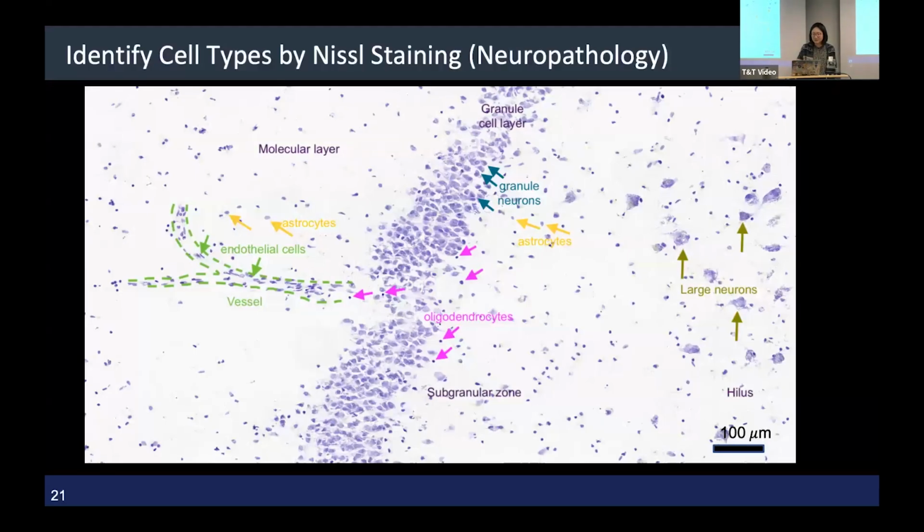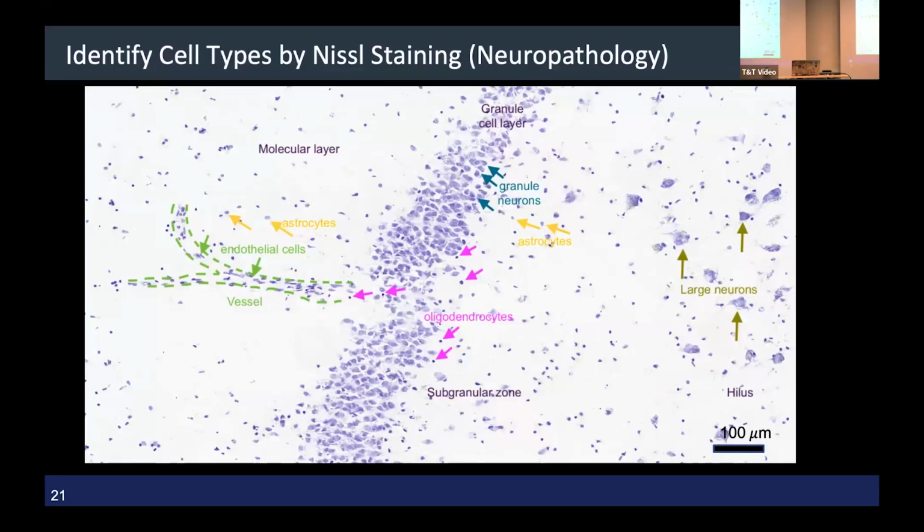We have also the gold standard, which is Nissl staining in the brain, where you can see here, these are the large neurons where you don't have the nuclei, but you have the axon bundles. And this is the nuclei, this is the axon bundle. And these are the oligodendrocytes, very round, very small, and densely packed. And these are the nuclei of the granular neurons. And this is a blood vessel.